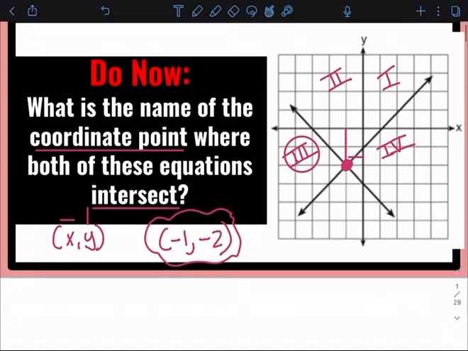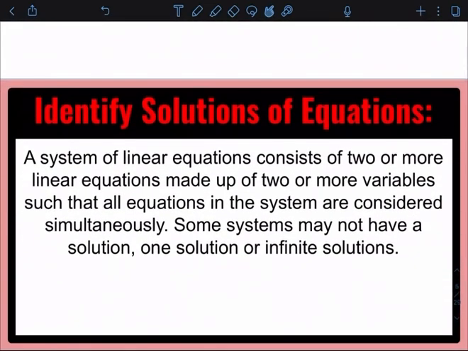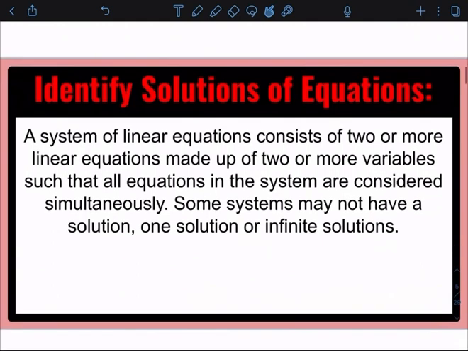All right, let's get into what are systems of equations. A system of linear equations, so right now we're just worried about linear equations, so those are straight lines, consists of two or more linear equations. In this Algebra 1, we're only going to worry about 2 equations, made up of 2 variables, such that all equations in this system are considered simultaneously, meaning we're going to consider them together.